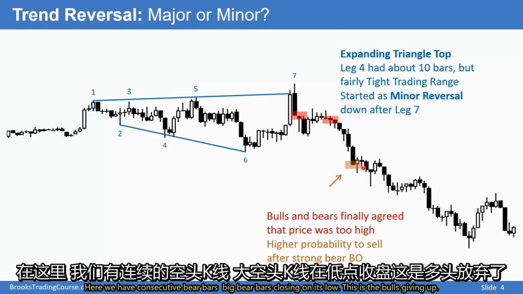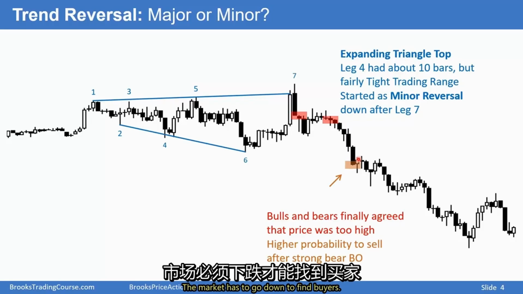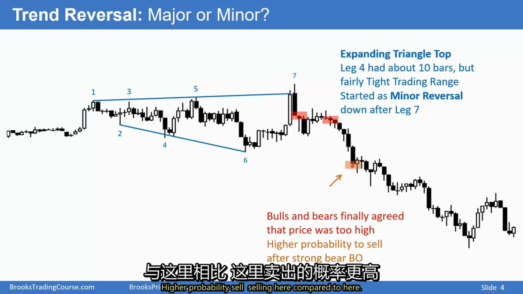Here we have consecutive bear bars, big bear bars closing on its low. This is the bulls giving up. Traders agree that the price is too high. The market has to go down to find buyers. Higher probability sell, selling here compared to here.